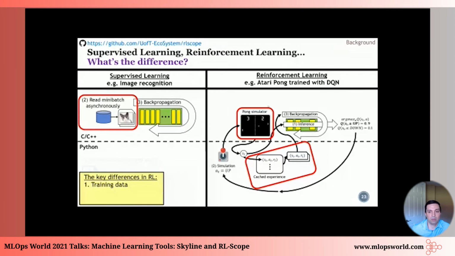Then another difference is the training loop. The training loop for reinforcement learning is much more complicated than that of supervised learning. And another important difference is the size of the model.